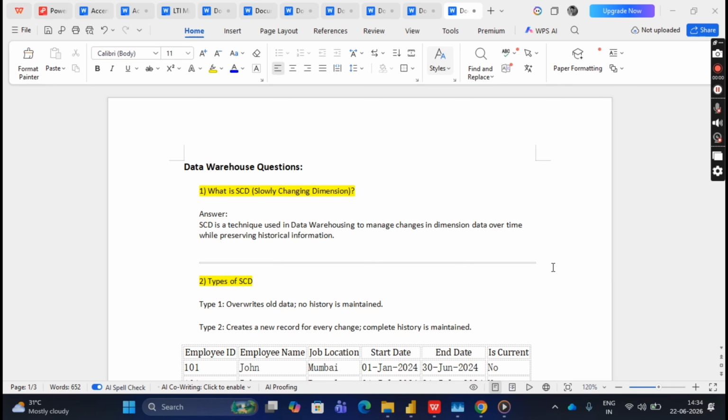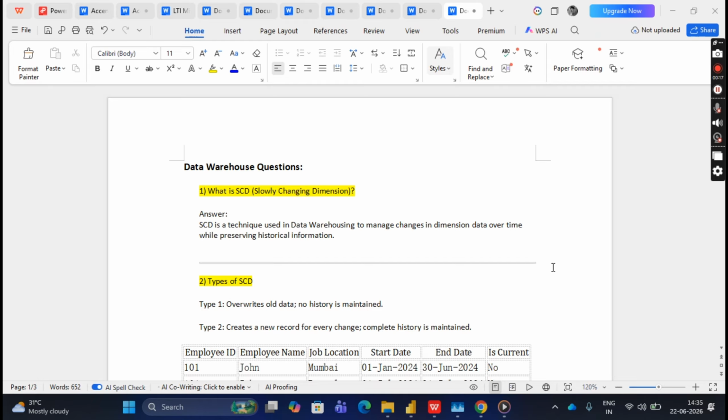Coming to the first section, there were a couple of data warehouse questions which were asked. The first question which was asked is, what is SCD? You should answer like, SCD is a technique which is used in data warehousing to manage changes in dimension data over time while preserving historical information. Then the next question was, what are the types of SCD?